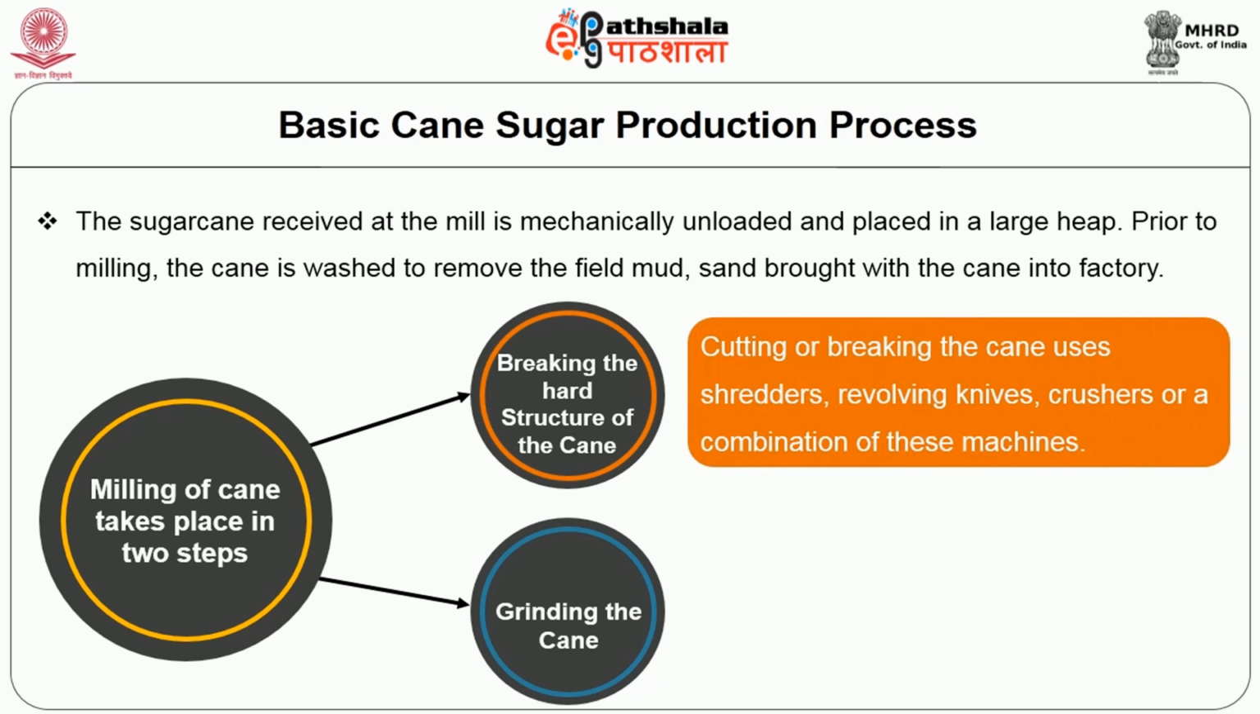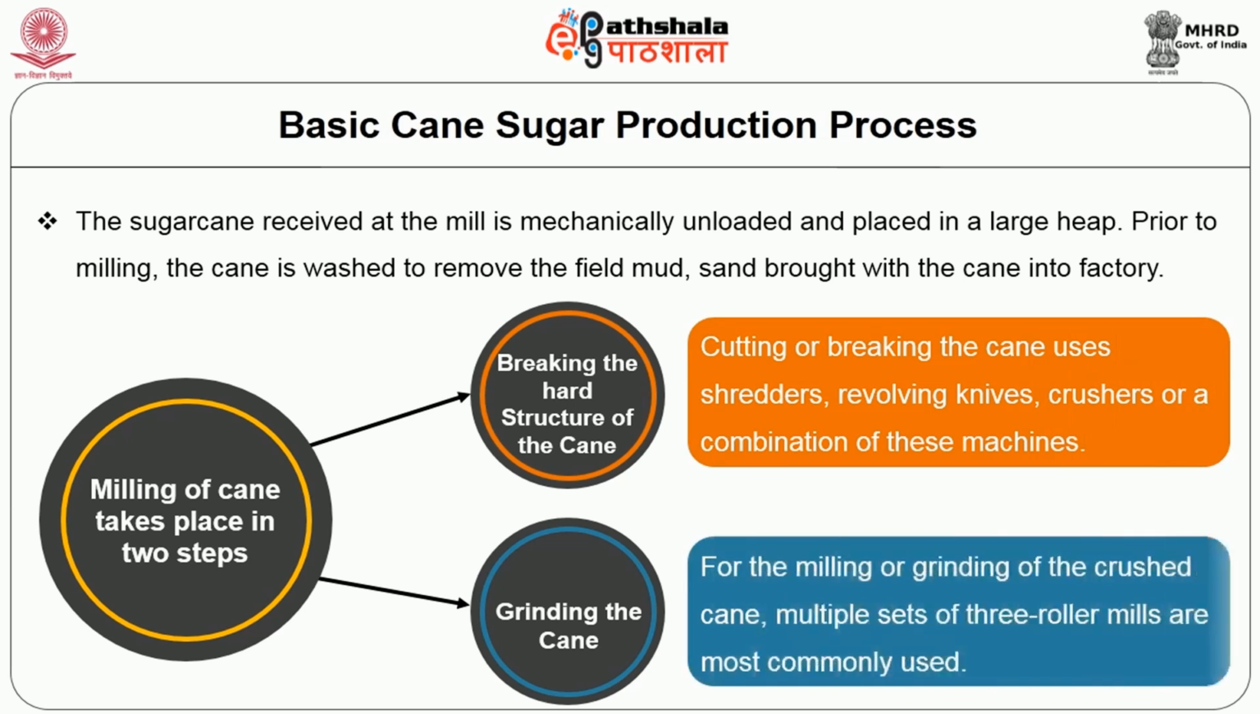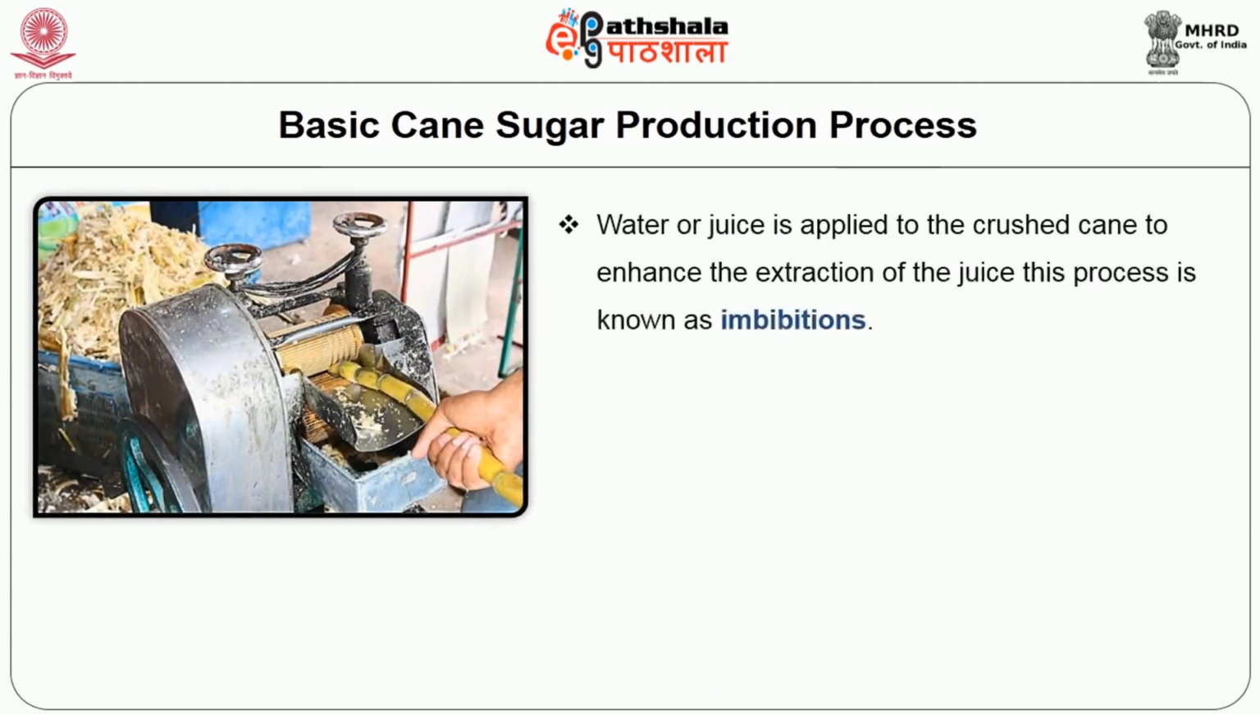Cutting or breaking the cane uses shredders, revolving knives, crushers or a combination of these machines. For the milling or grinding of the crushed cane, multiple sets of 3-roller mills are most commonly used. Belt conveyors transport the crushed cane from one mill to the next. Water or juice is applied to the crushed cane to enhance the extraction of the juice. This process is known as imbibition.